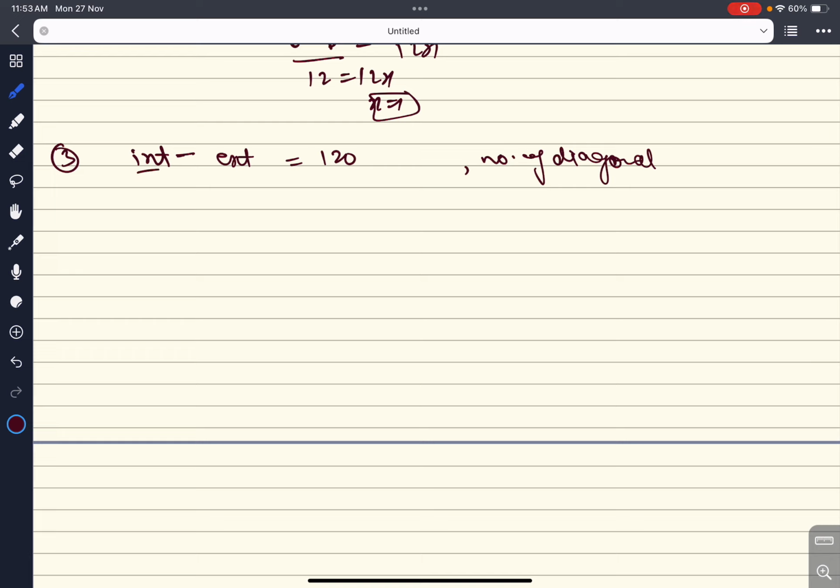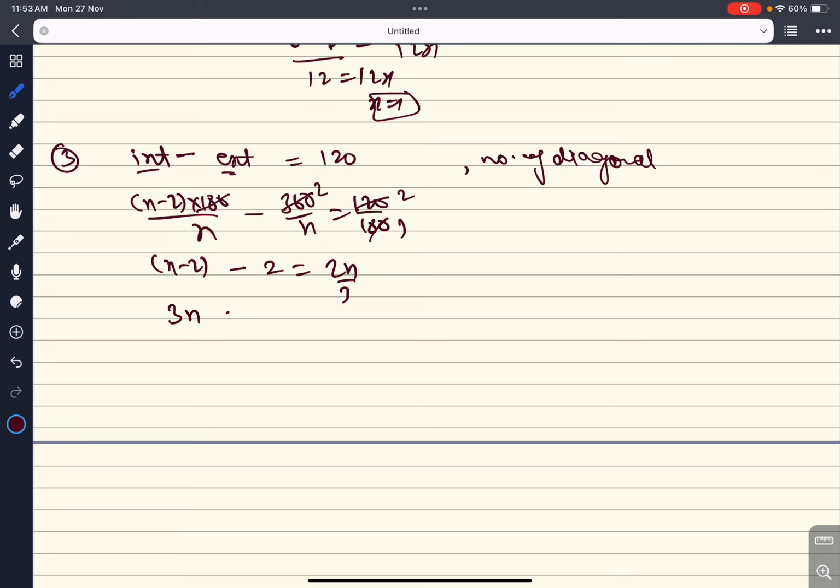Each interior angle will be (n minus 2) into 180 by n, minus the exterior angle, which will be 360 by n. This difference will be 120. Divide by 180 on both sides, so this will be n minus 2. We will send this n to the right hand side and divide by 180. This 180 gets cancelled, this can be written as 2 times, and 180 comes over here. So n minus 2 equals 2n by 3. Solve this.